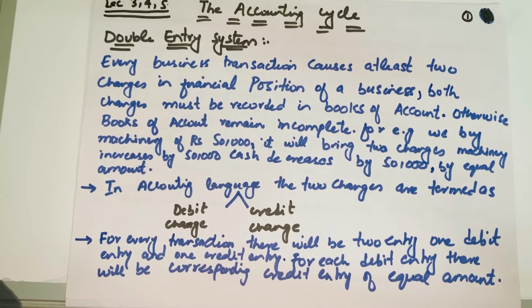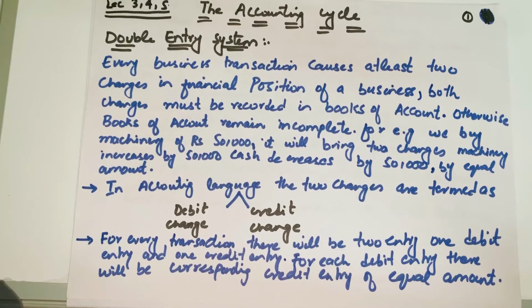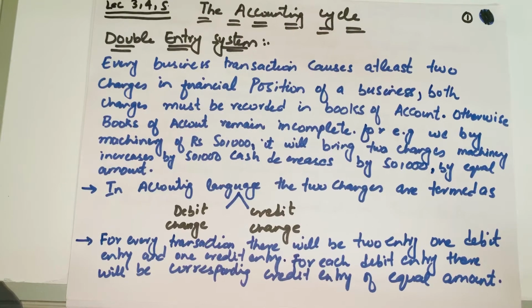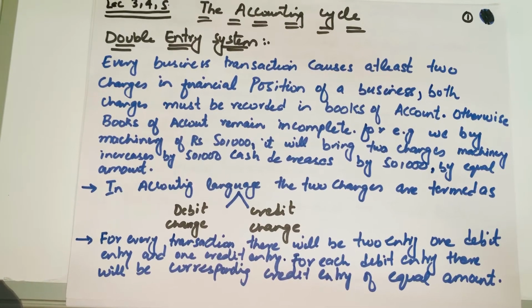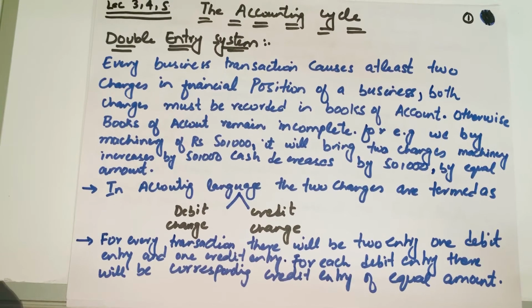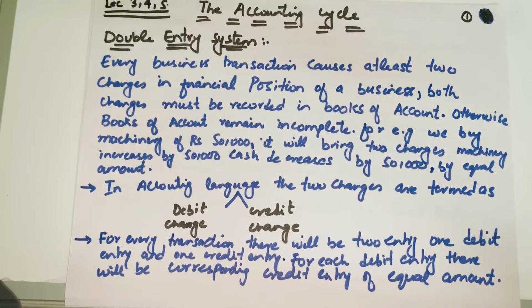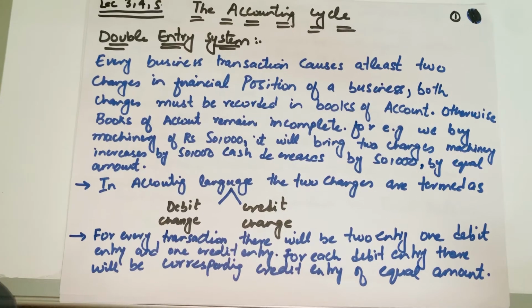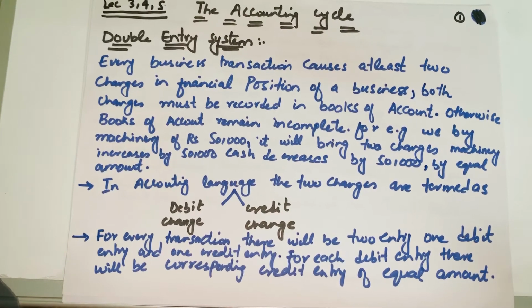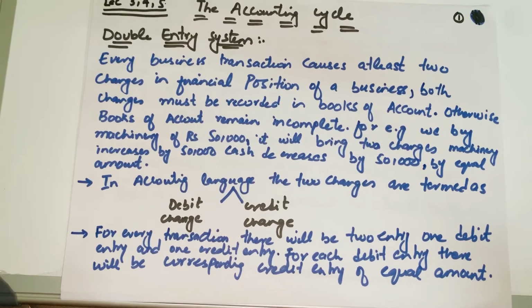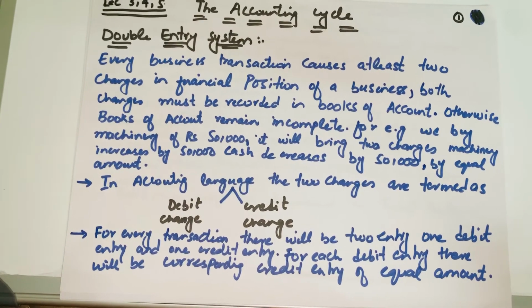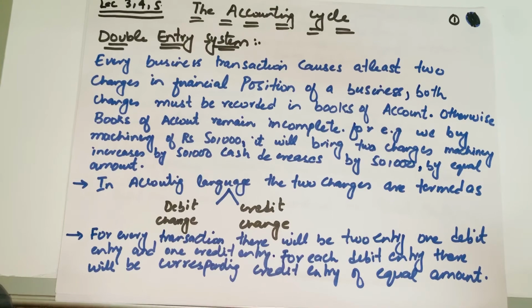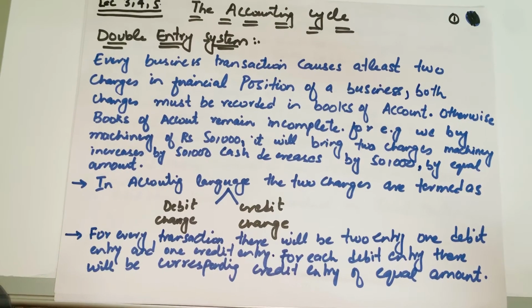So in accounting language, these two changes are termed as a debit change and a credit change. For every transaction there will be two entries, one debit entry and one credit entry, and for each debit entry there will be a corresponding entry of equal amount. So whenever there is a transaction in accounting, and whenever you post the transaction into the books of accounts, you have to make two types of changes in the books of accounts. One would be the debit change and the other would be the credit change.